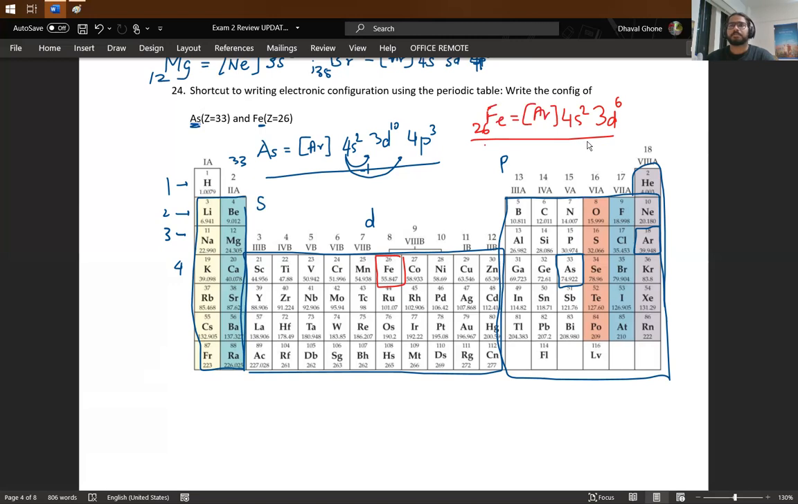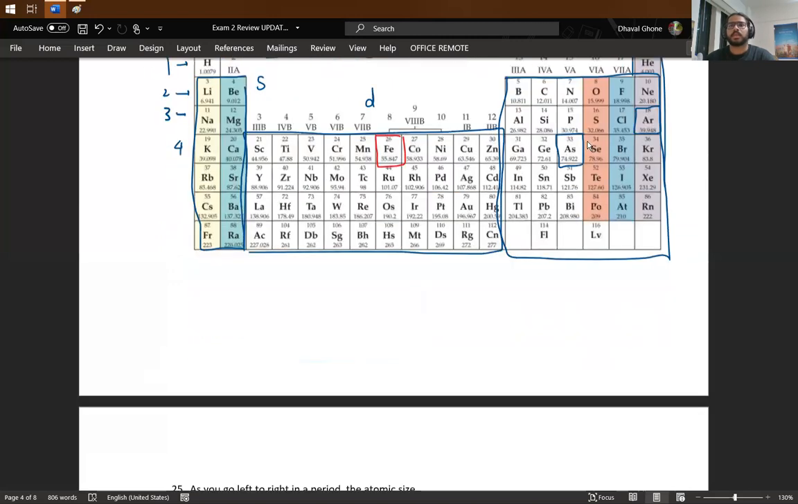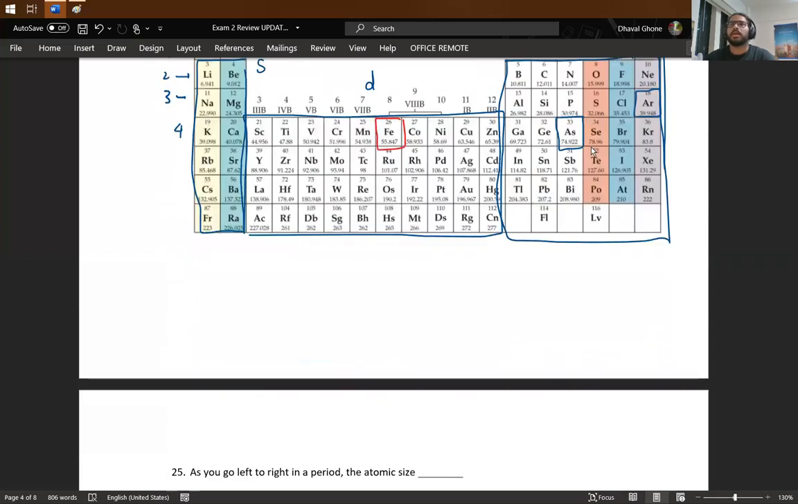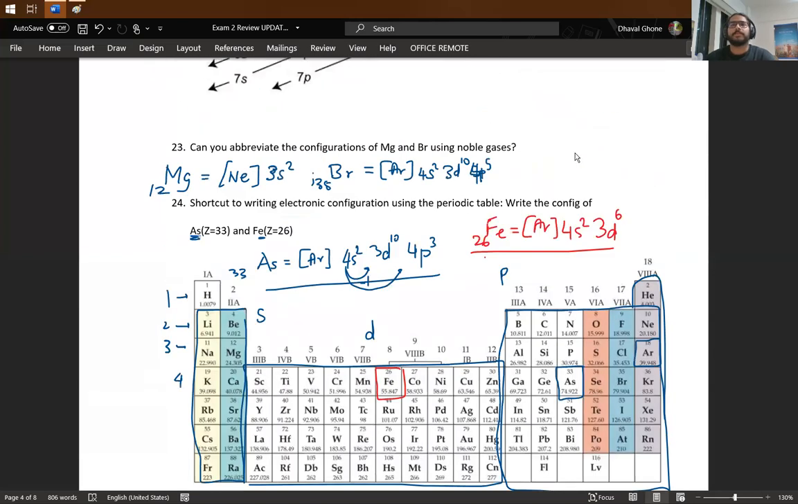Okay, before I go ahead, can you guys name how many valence electrons there are by using the configurations given to you here?